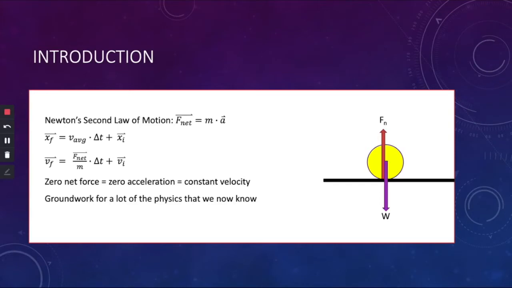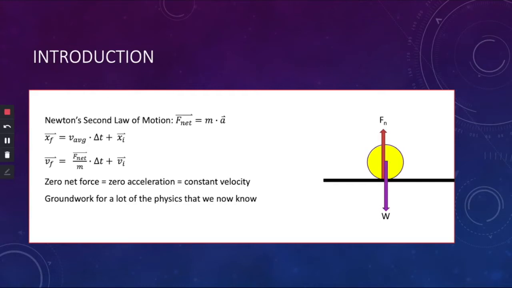Given that we were asked to observe the motion of an object moving at constant velocity, we will assume that the velocity does not change, which implies that both the acceleration and net force are zero. This statement is in fact Newton's first law of motion, which states that an object will remain at rest or in uniform motion unless acted upon by an external force.